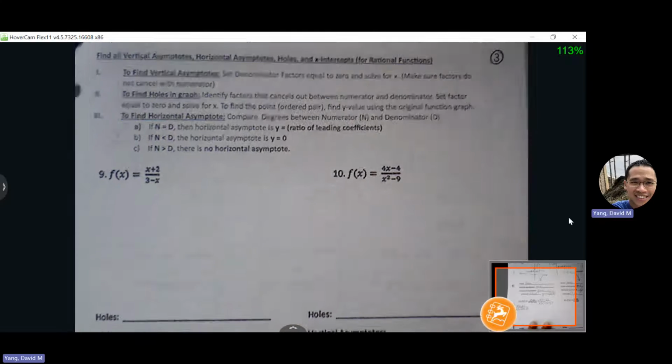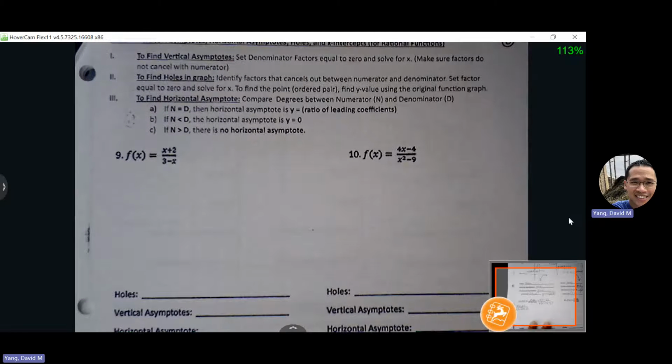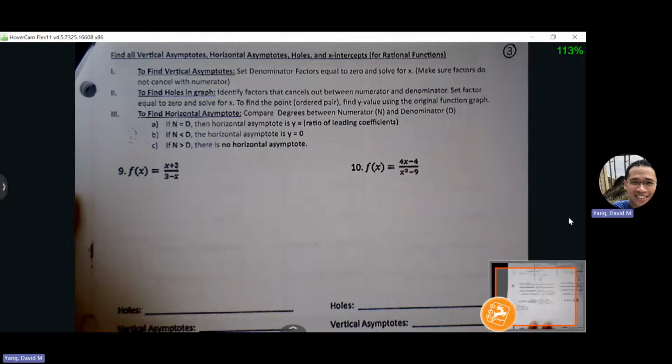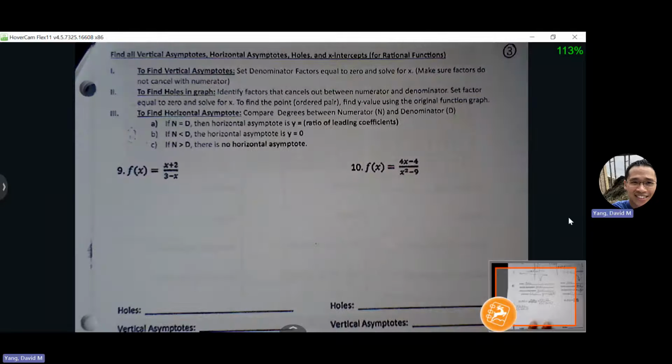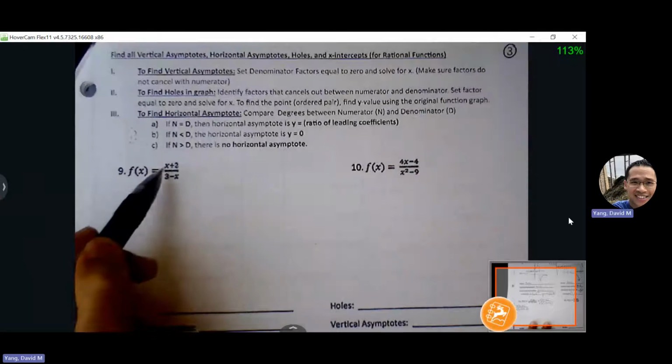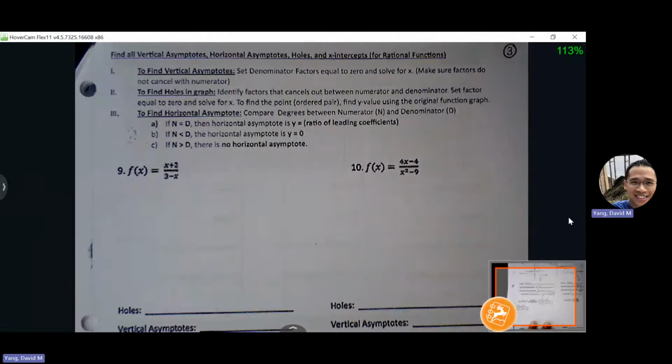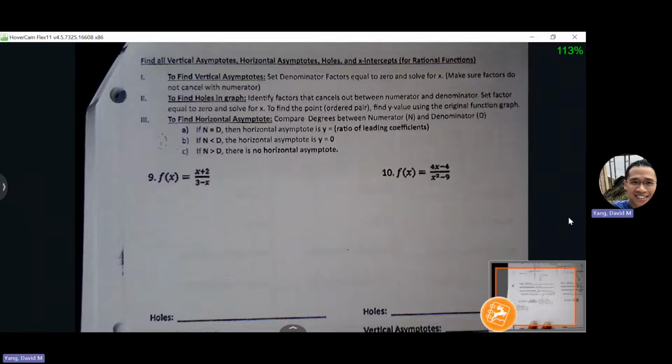Okay, so number 9, y equals x plus 2 over 3 minus x. Are there any holes in this graph? No, right? There are no common factors that can pair up and match up. We can't just pick out the x's and cancel these out. So there are no holes. Is there a vertical asymptote? Okay, and where do we look? Where do we look for vertical asymptotes? Numerator or denominator? Denominator, yep.